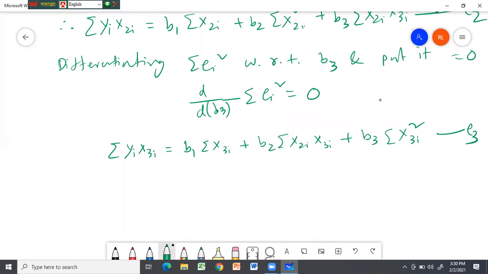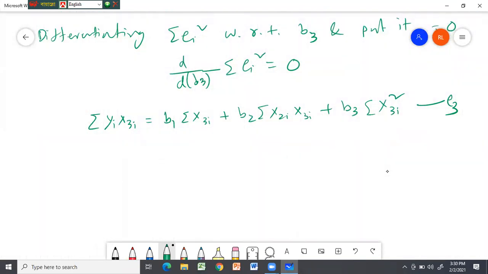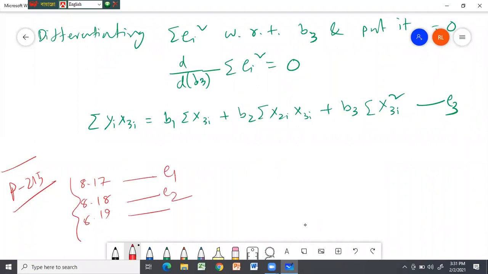Considering these 3 equations, the question is how can we estimate the value of b1, b2 and b3? If you have the text in your hand, would you please move on to page number 215. Equation number 8.17, 8.18 and 8.19. These are the 3 equations I have just developed, E1, E2 and E3.